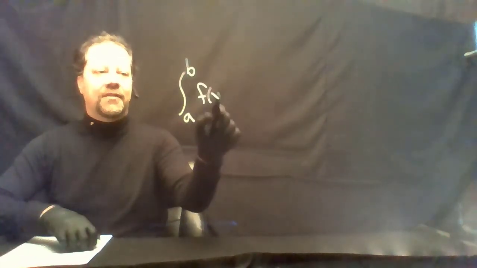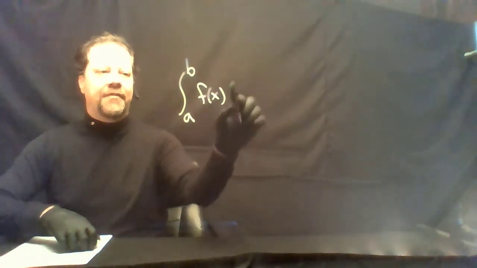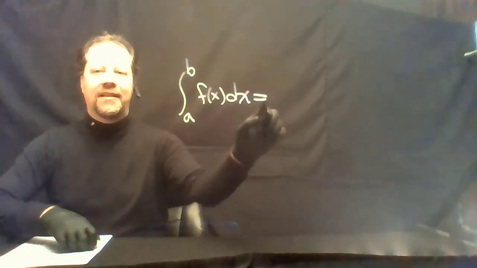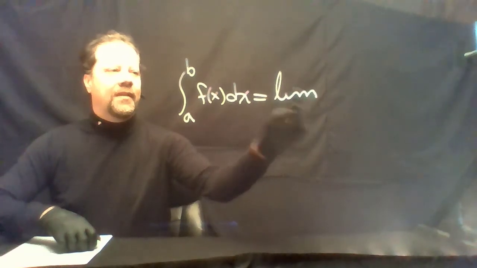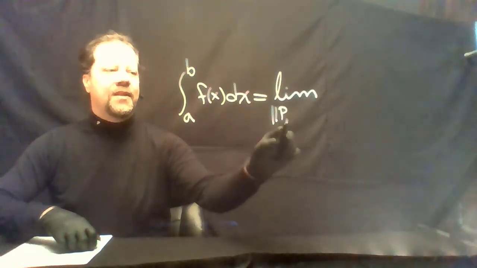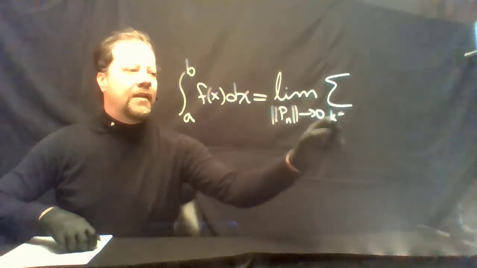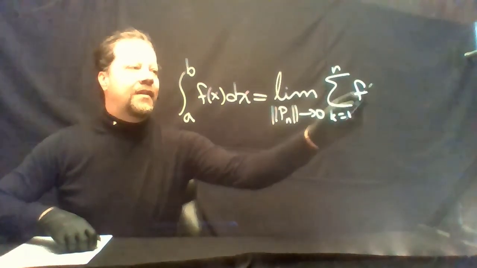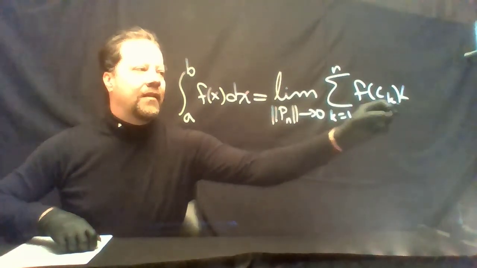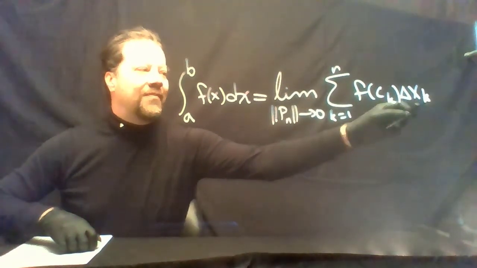On this lab, question 1 states, state the definition of the definite integral. The definition that I would like you to give is the integral from a to b of f of x dx is the limit as the norm of the nth partition goes to 0 of the sum as k goes from 1 to n of f of ck delta xk.